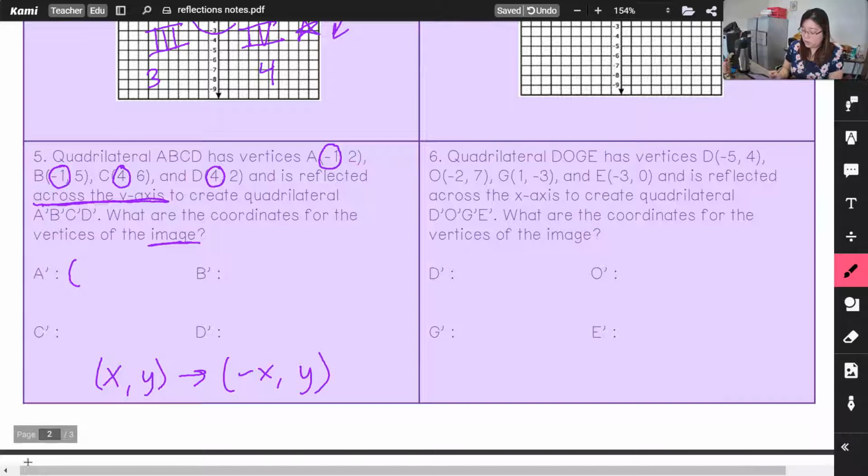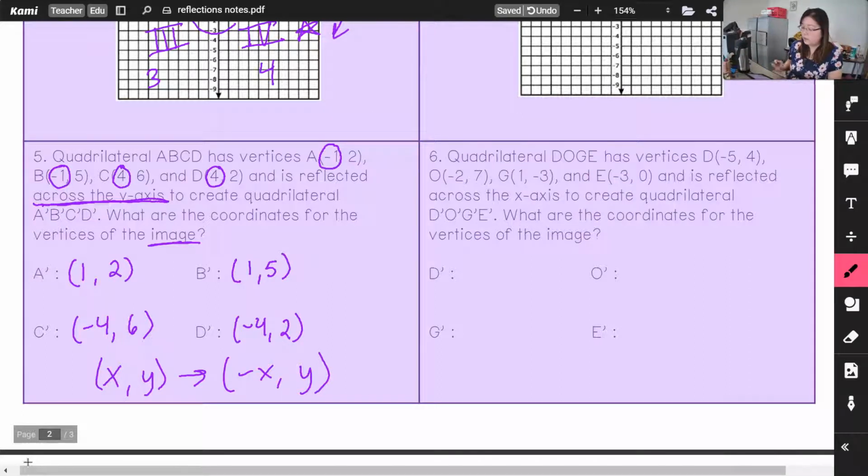So for A becoming A prime, -1 becomes +1, 2 stays the same. For B prime, again we have -1, so it becomes +1, 5 stays the same. For C to C prime, we have a +4 for x, so it becomes -4, and 6 stays the same. Finally, for D prime, once again we have 4, so this becomes -4, and 2 stays the same. There we have it. That's all we have to do. No adding, subtracting, nothing special. Just switch signs.